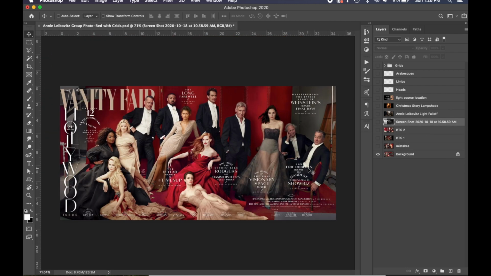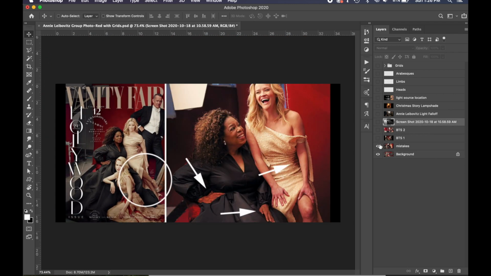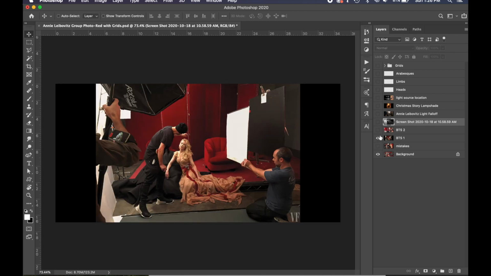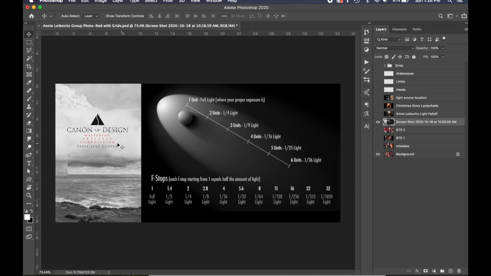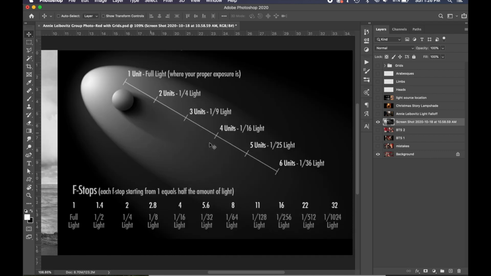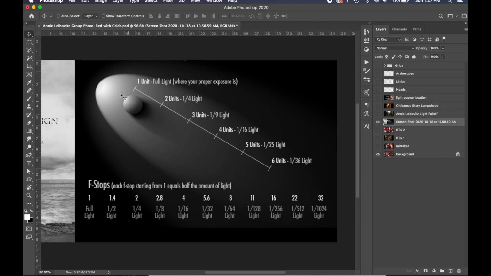We know this is a composite not only because of the mistakes that were caught and the behind the scenes shots, but also if you understand light. So in the book Canon of Design, Mastering Artistic Composition, I've got an example here that shows the inverse square law, and this shows the distance from the light source to the subject, how it's one full unit of light, and then if you take that same distance behind the subject, you're going to have only 1/4 of the light. So it's showing how the light will fall off and gradually fall off behind the subject when compared to the actual light source.